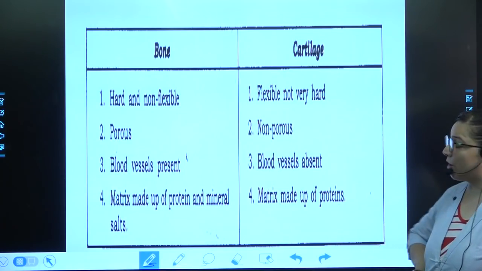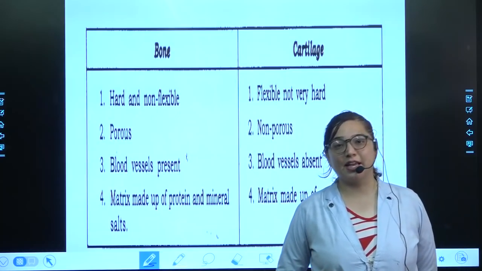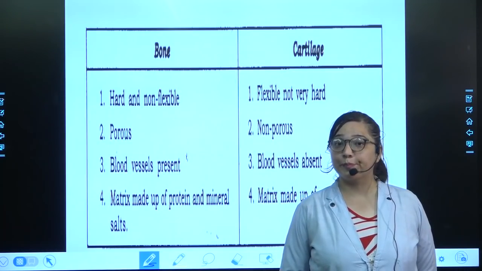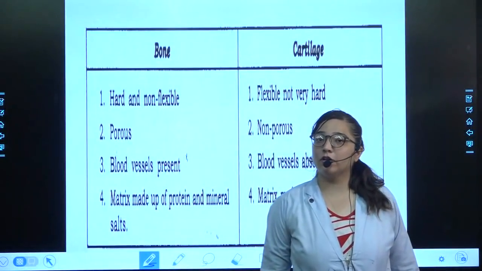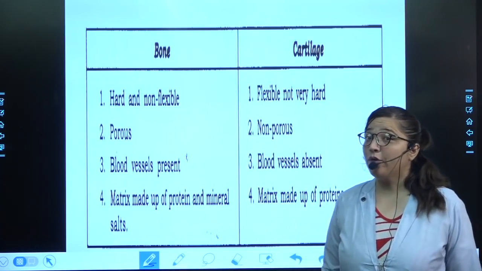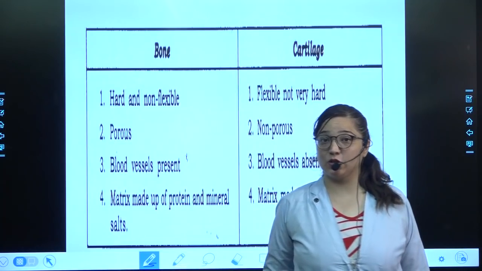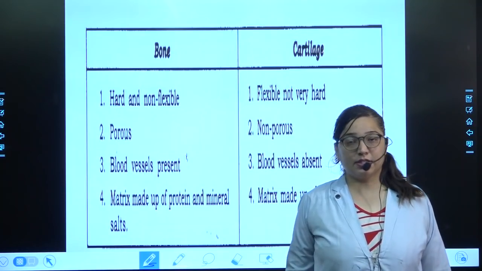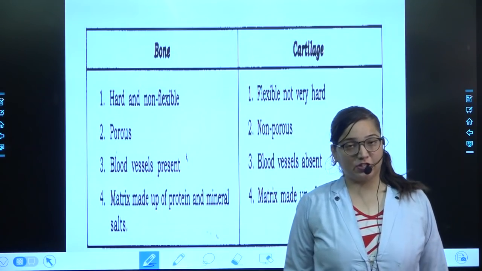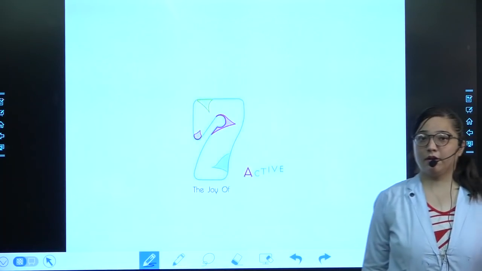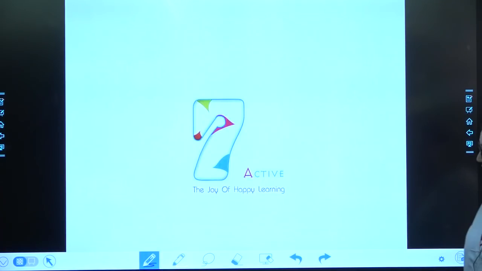Okay, I hope you are clear with the content of skeletal connective tissue. Now we'll have a look at the video of the types of connective tissue. We are not completing the total content over here, but definitely we will see the further part in the next lecture. Here is a small video of it.